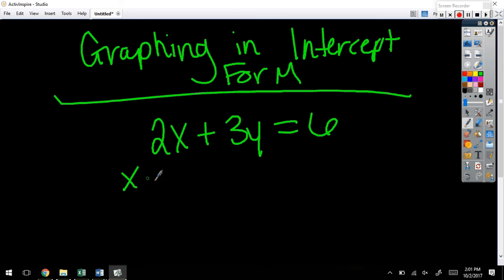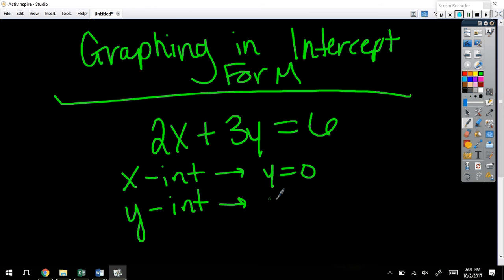To find the x-intercept, I make y equals 0 and solve it, right? To find the y-intercept, we plug 0 in for x, yes? We're going to take this concept and expand it and apply it to quadratics.